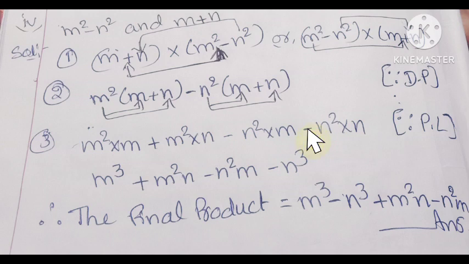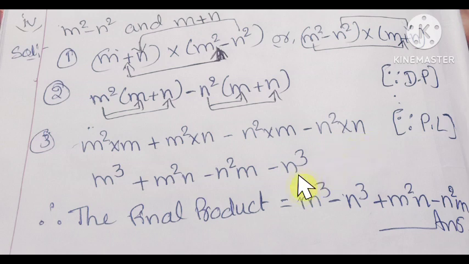Monomial into the second term of the binomial. So n square into n. Next, m square into m. Here, both bases are the same, so we can add the exponents only. So m square into m is m cube, plus m square into n is m square n, minus n square into m, minus n square m.